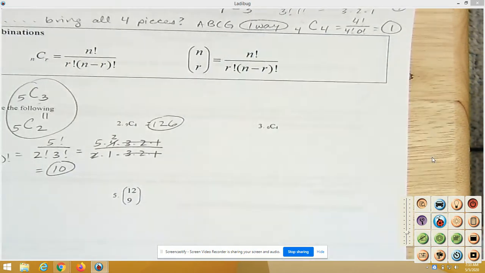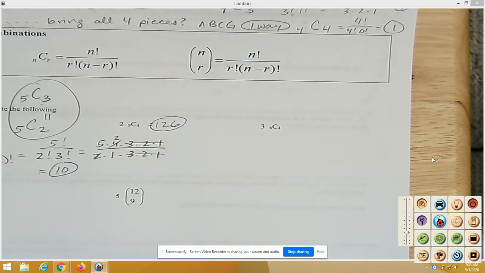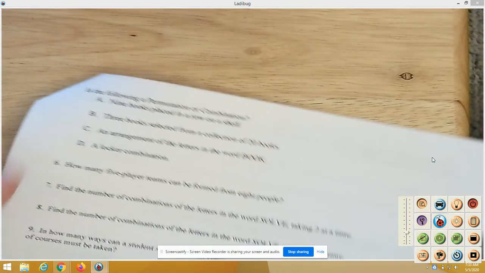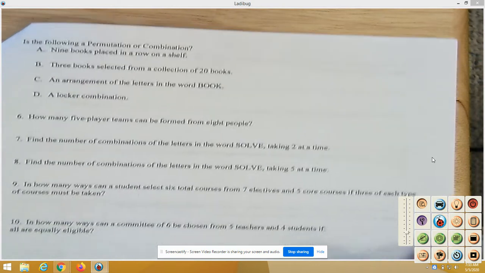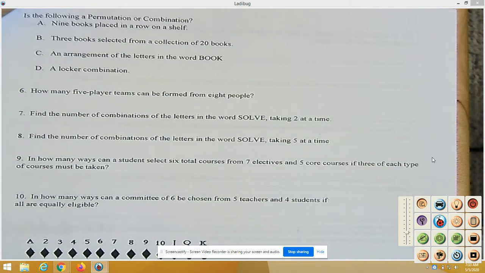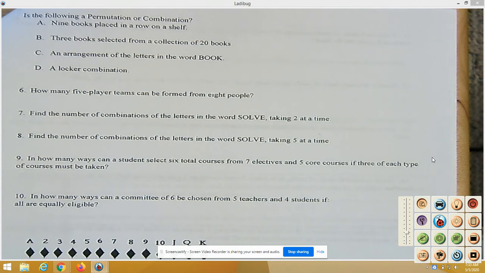Okay, so now what we're going to do is flip to the top of page 7. And the questions here are asking, are the following a permutation or a combination? So if it's a permutation, order matters and it's a lineup. If it's a combination, it's just grabbing things and it doesn't make any difference if it's a lineup or not. So if you'd like to pause the video and try A, B, C, and D on your own first, go for it. Otherwise, I'm going to go ahead right now and try those.